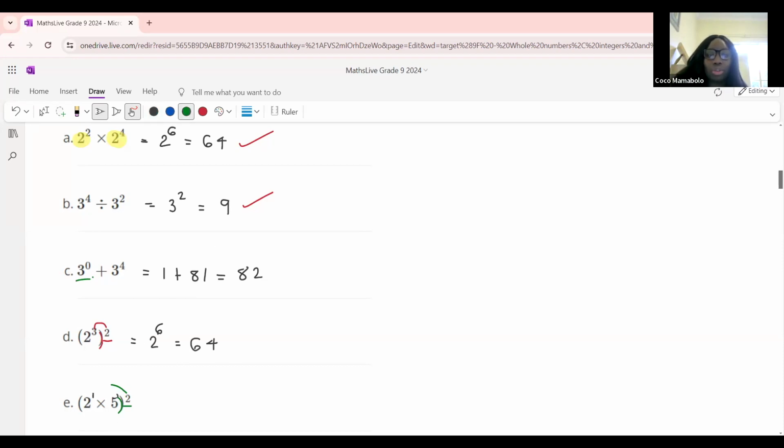Now I'm going to get 2 times 1 and 2 times 1 there. So I'm going to keep my bases. So I'm going to write 2 to the power of 1 times 2 will give me 2 times 5 to the power of 2. 2 to the power of 2 is 4 times 5 to the power of 2 is 25. And that is equal to 100. That's the final answer we're looking for.